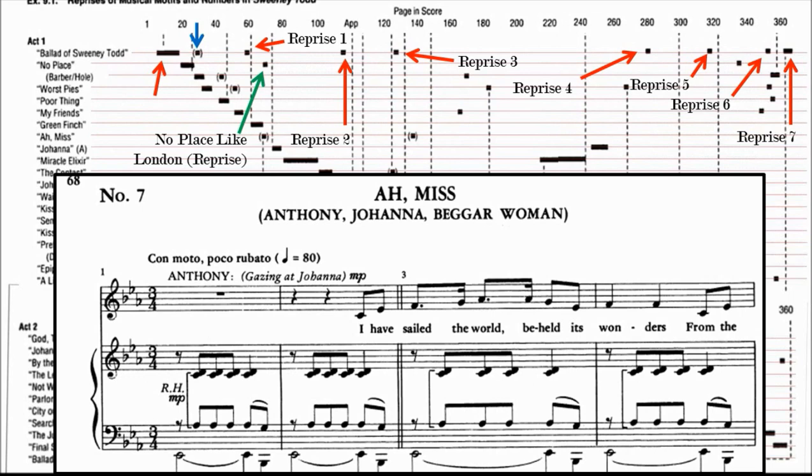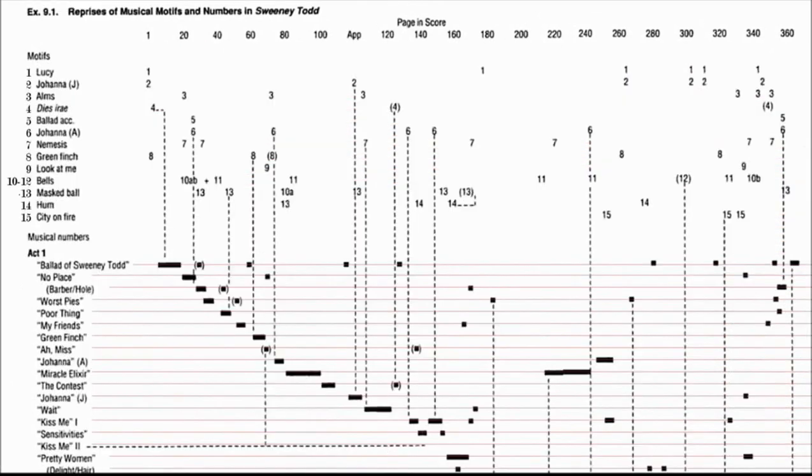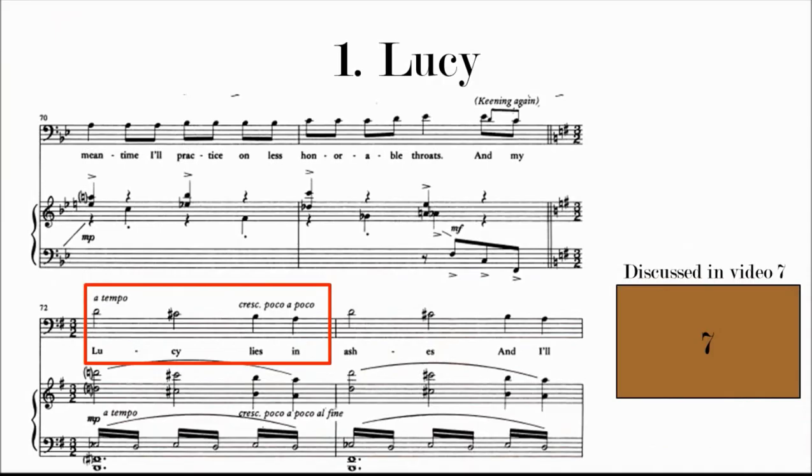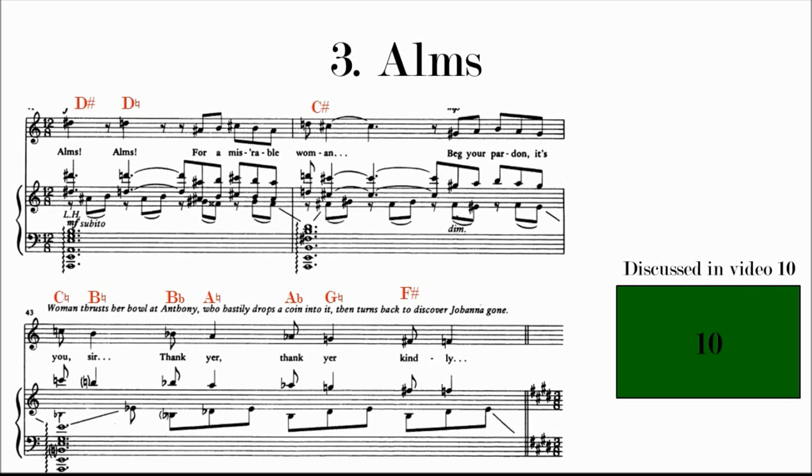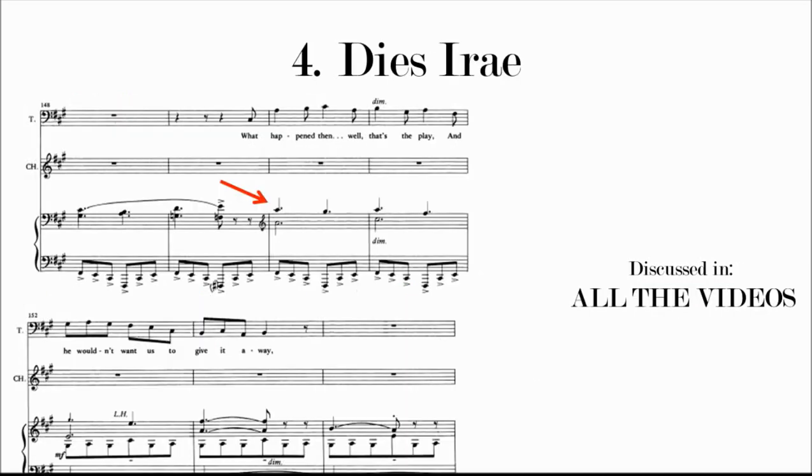Now the next part of this chart are the motifs. Banfield lists 13 distinct motifs. Some of them have more than one element to them, which is why we have 15 numbers. We have the Lucy theme, the Judge's Joanna motif, which we haven't gotten to yet, the Alms theme, and the Dies Irae. Well, that's the play, and he wouldn't want us to give it away.